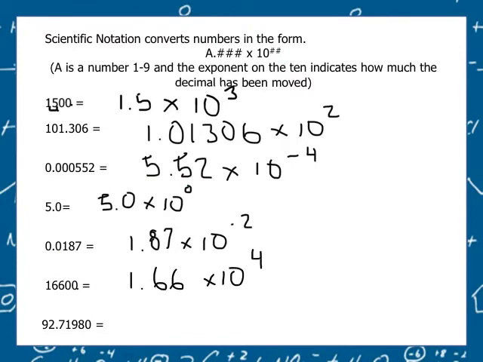And lastly here, it's my birthday. So this would get turned into, only needed to move that 1 space, so times 10 to the first. Okay, and that's some examples of converting decimal notation to scientific notation.